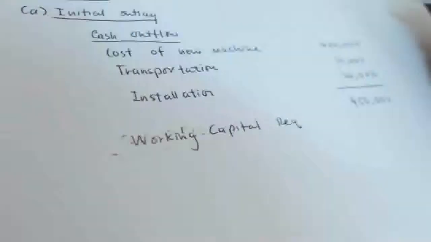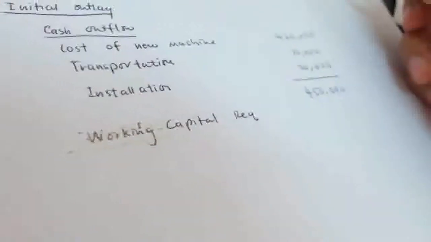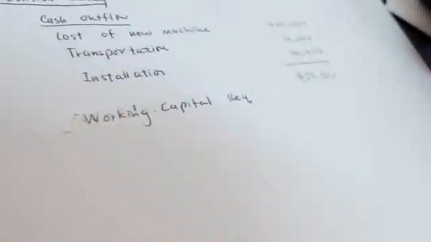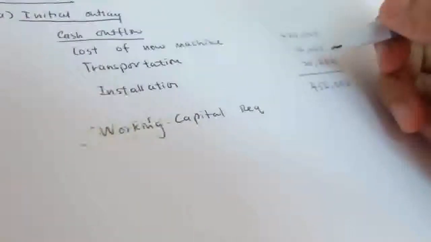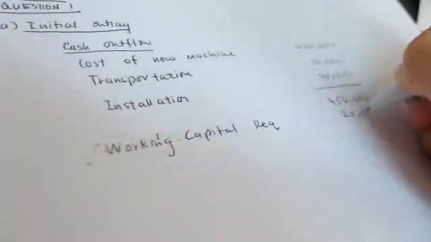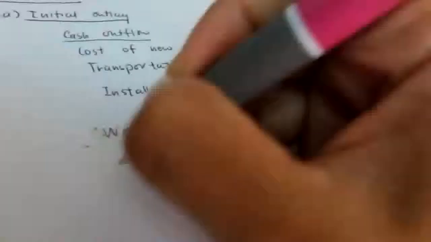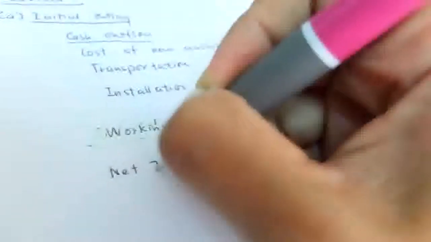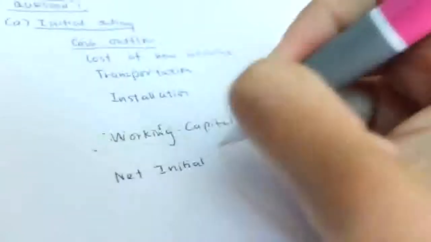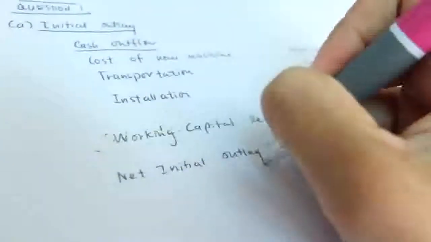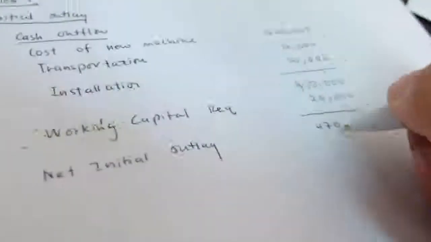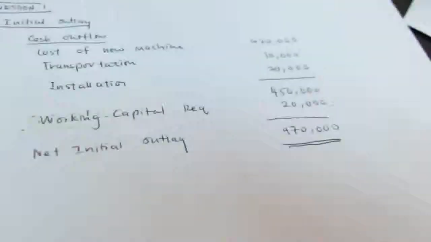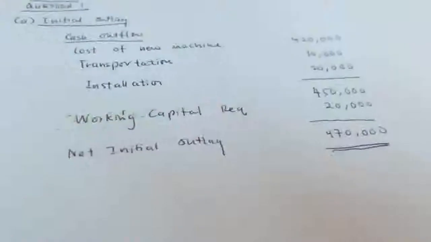Remember, working capital is current asset minus current liability, but in this case we only have inventories, we only have increase in current asset, which is 20,000. So that makes our net initial outlay 470,000. Alright, easy peasy, isn't it?